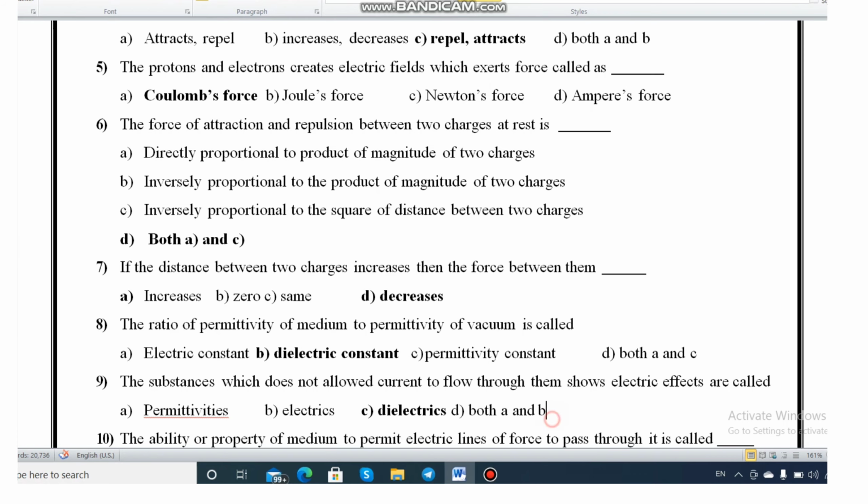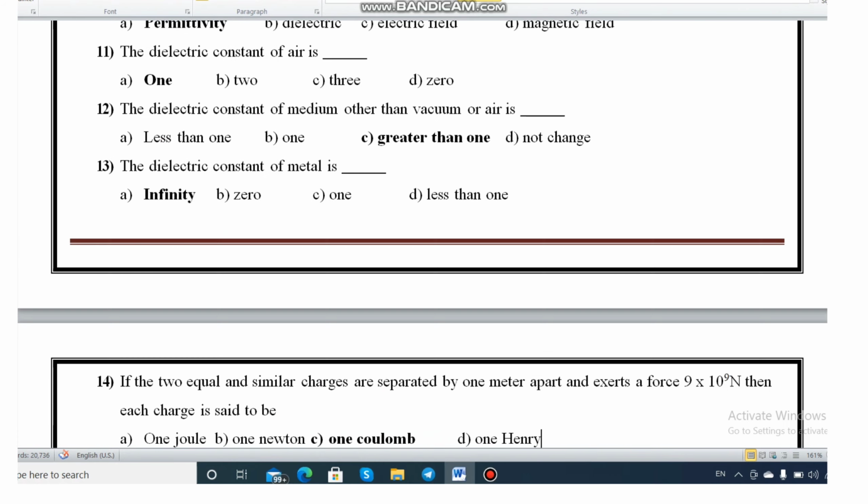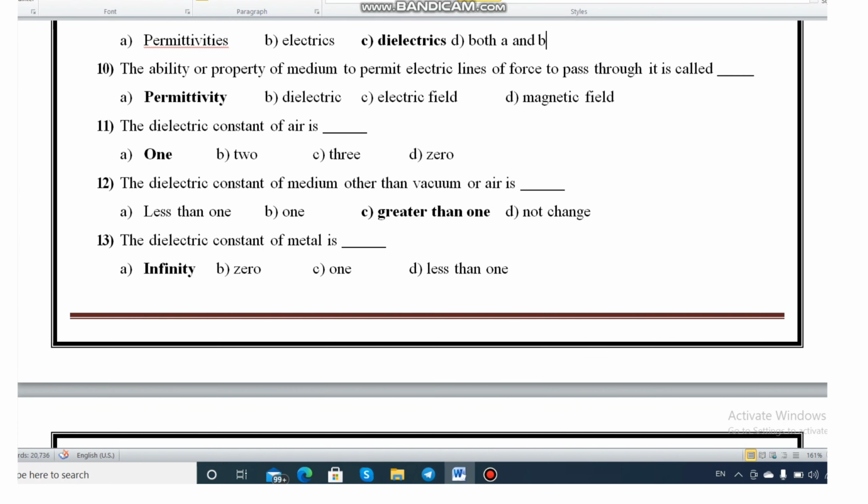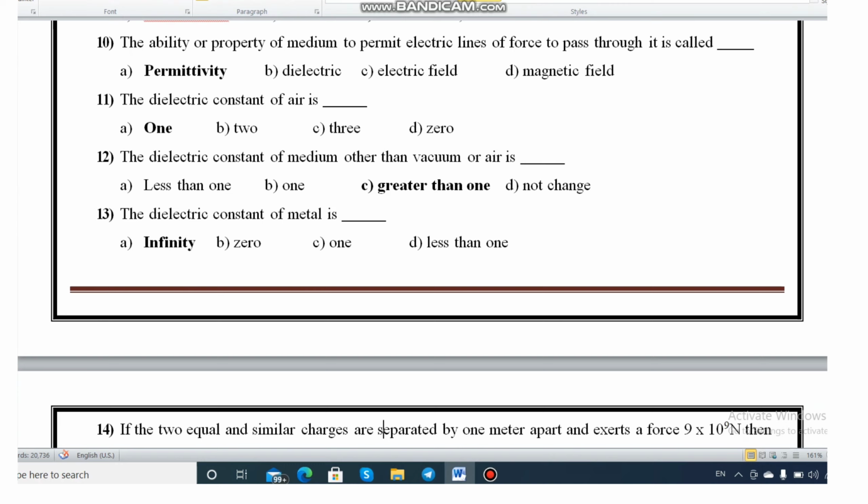Question number 10. The ability or property of a medium to permit electric lines of force to pass through it is called permittivity. The dielectric constant of air is 1. The dielectric constant of a medium other than vacuum or air is greater than 1. Then the dielectric constant of metal is infinity.